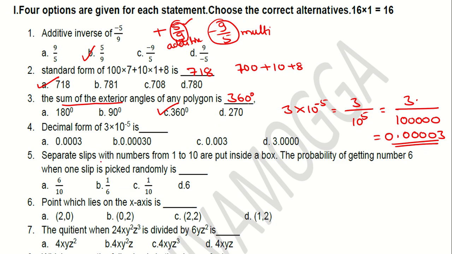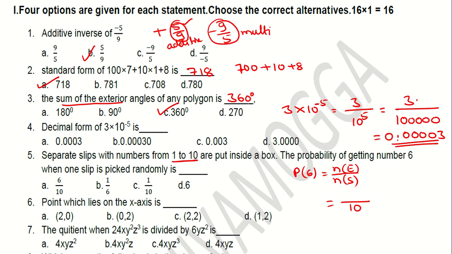Now, slips with numbers from 1 to 10 are put inside a box. The probability of getting number 6 when one slip is picked randomly. Here the numbers are 1 to 10. Therefore the probability of getting the number 6 is equal to the number of events divided by the number of sample space. Here the total number of sample space is 10, because there are numbers 1 to 10.